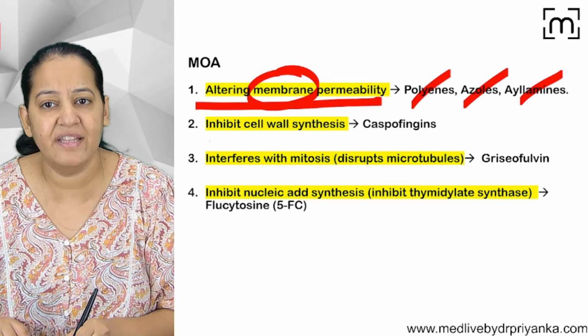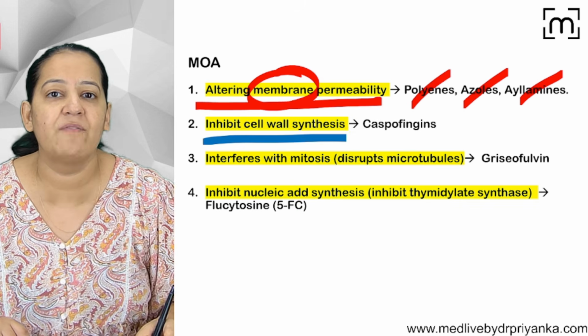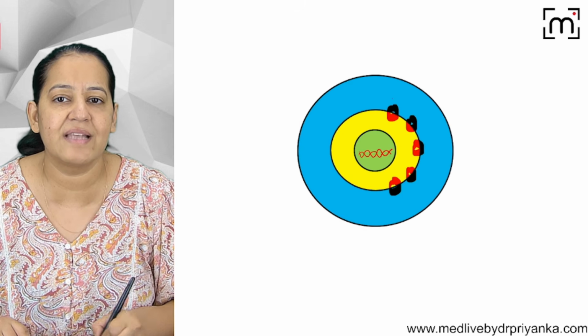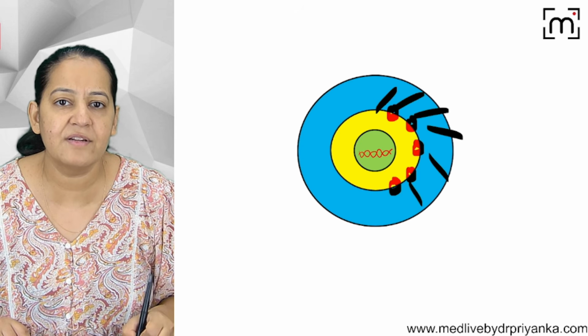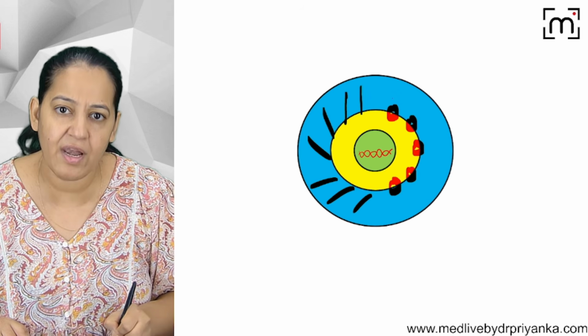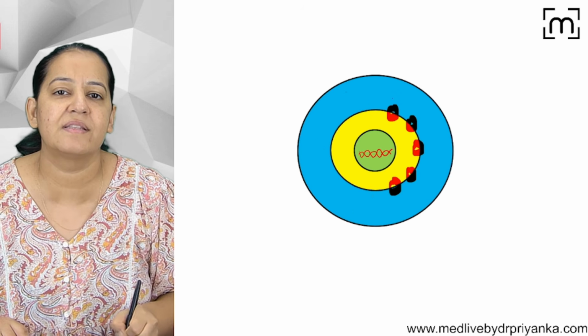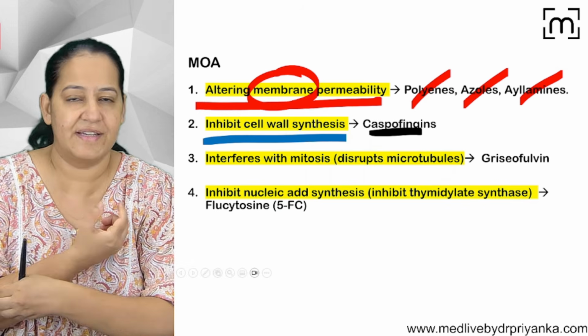There is a second category that inhibits cell wall synthesis. Let me show you. You can see this is the cell wall. Can you appreciate the cell wall? So there are certain drugs which inhibit cell wall synthesis. They act on the cell wall and they inhibit cell wall synthesis. So Caspofungin is the drug that is causing so.